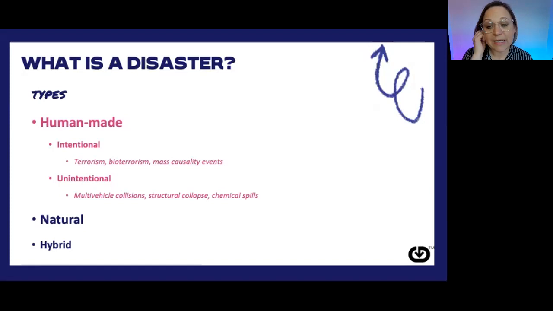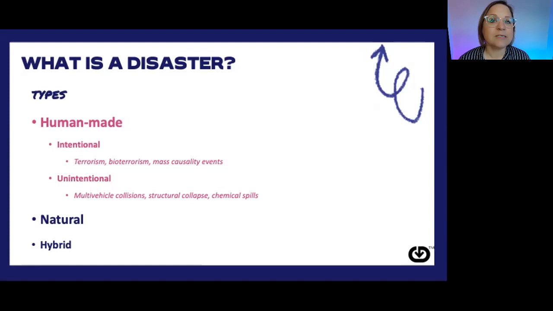So human-made intentional disasters can be things like terrorist attacks, bioterrorism, meaning using biologic organisms like bacteria to cause havoc and disaster in a community, and also mass casualty events and things like gun violence that we're seeing more and more of. Now, human-made disasters can also be unintentional.